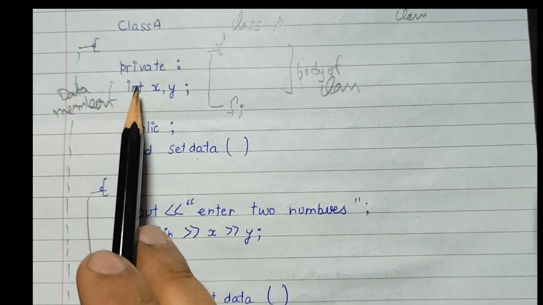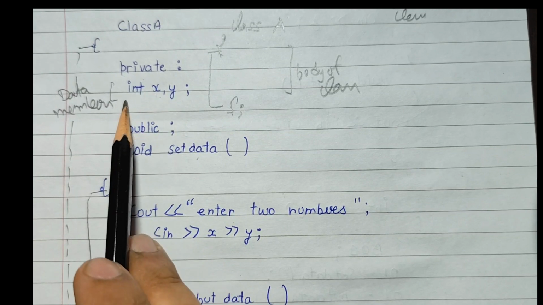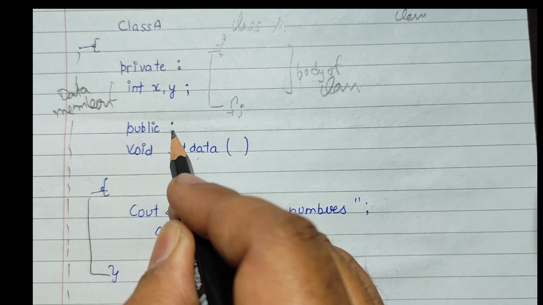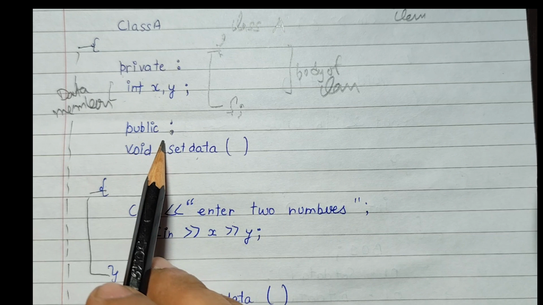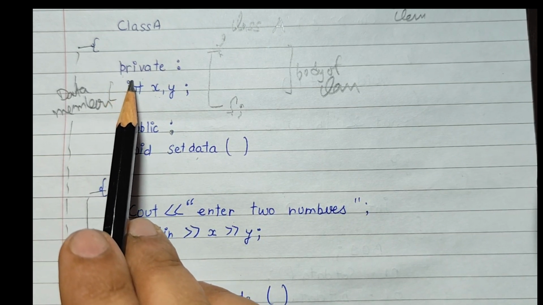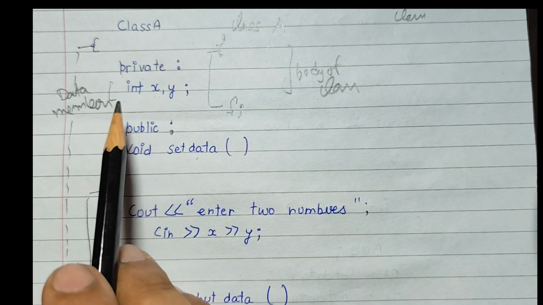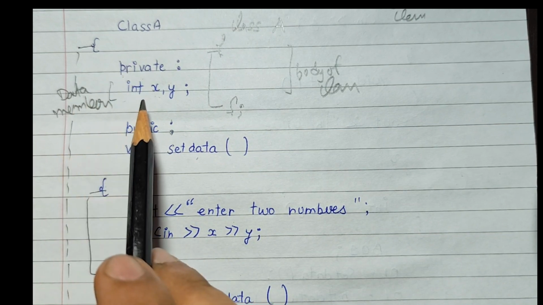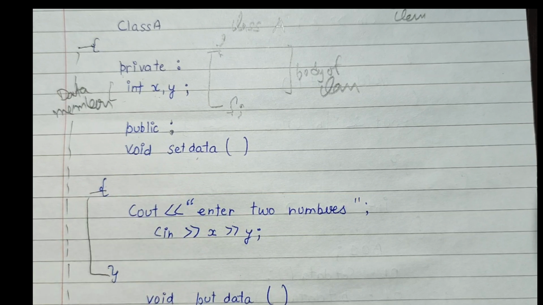Okay, so in the private section, first I declare two data members x and y of int type. Then in the public section, after public there is colon. You have to include private and public in small letter. If you include in capital letter, compiler gives you error. So private and public are access specifiers. I hope all of you know the meaning of private and public. Private means you can access these data members only inside the class, not outside the class.